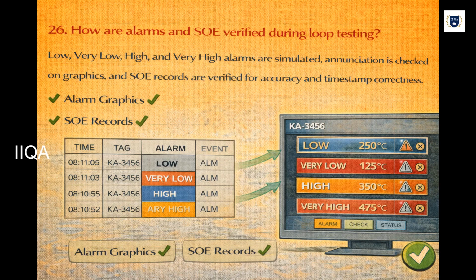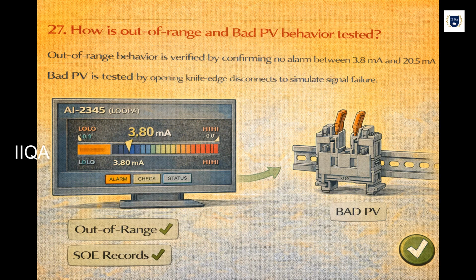How are alarms and SOE verified during loop testing? Low, very low, high, and very high alarms are simulated, annunciation is checked on graphics, and SOE records are verified for accuracy and timestamp correctness. How is out-of-range and bad PV behavior tested? Out-of-range behavior is verified by confirming no alarm between 3.8 milliamps and 20.5 milliamps. Bad PV is tested by opening knife-edge disconnects to simulate signal failure.